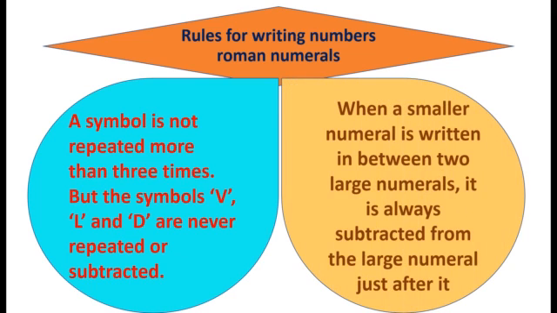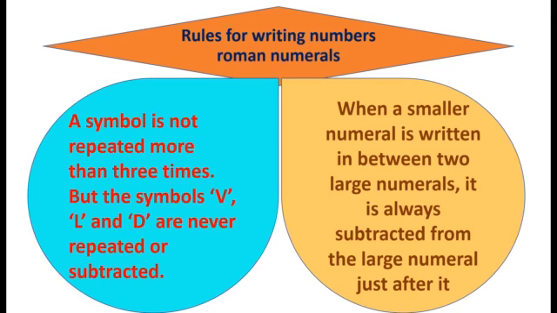The next rule says when a smaller numeral is written in between 2 large numerals, it is always subtracted from the large numeral just after it. That means when two large numerals are given and in between them a smaller numeral is written, we always subtract the smaller one from the large numeral which is coming just after it.